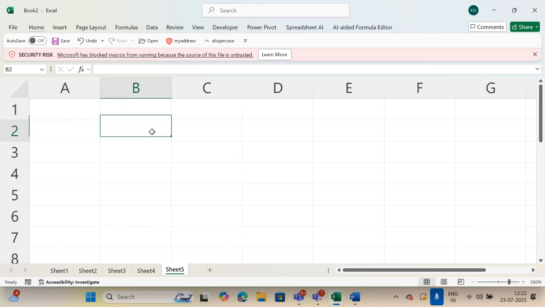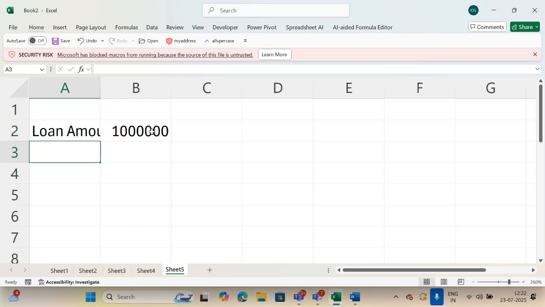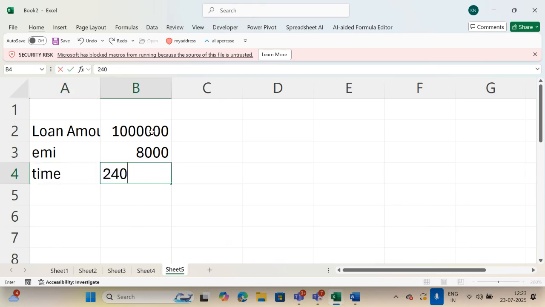So, for example, suppose I want 10 lakh rupees as a loan amount. And I also know how much I can pay as EMI per month. As EMI, I can pay 8,000 rupees per month, and I can pay for 20 years, 240 months.